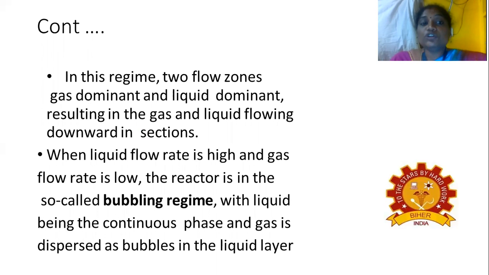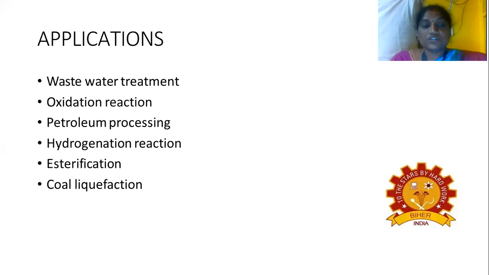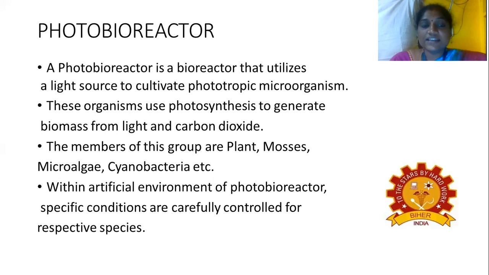In this regime, there are two flow zones, gas dominant and liquid dominant, resulting in the gas and liquid flowing downward in sections. When liquid flow rate is high and the gas flow rate is low, the reactor is in the so-called bubbling regime, with liquid being the continuous phase and gas dispersed as bubbles in the liquid layer. Here the applications are wastewater treatment, oxidation reaction, petroleum processing, hydrogenation reaction, esterification, and coal liquefaction.